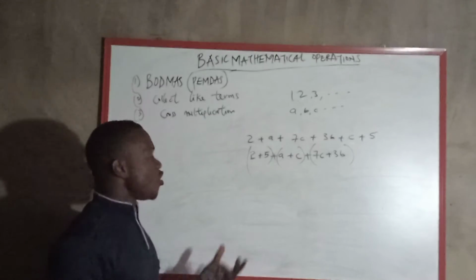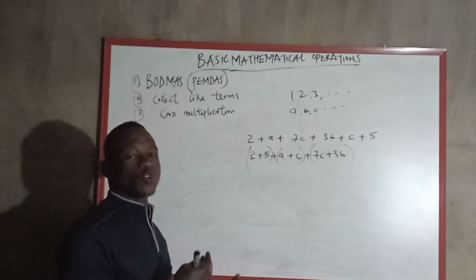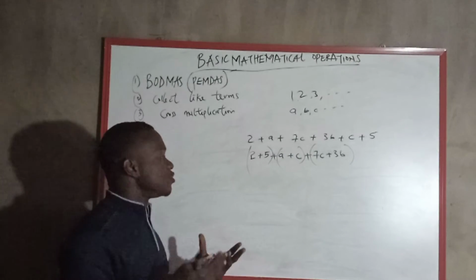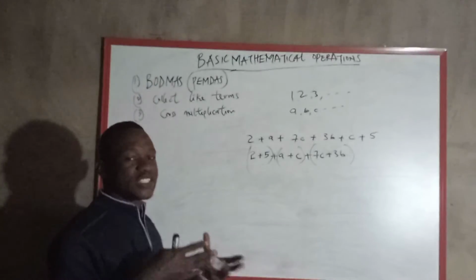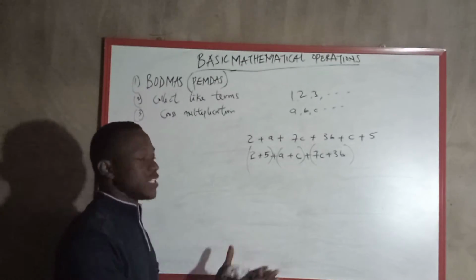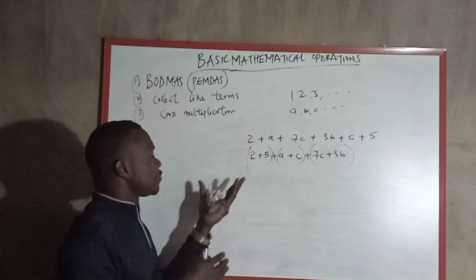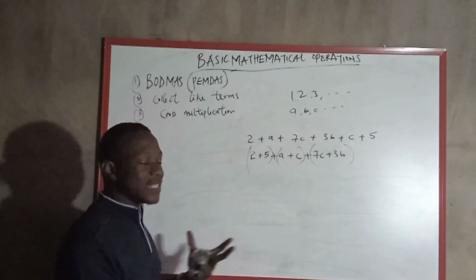As simple as that. Why do you collect like terms? Because most times when you want to add or subtract terms, you cannot add or subtract unlike terms. What you can only add and subtract are like terms. So you have to collect like terms first before you are able to add and subtract.